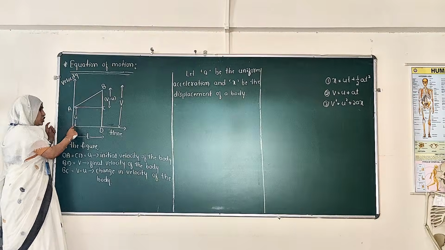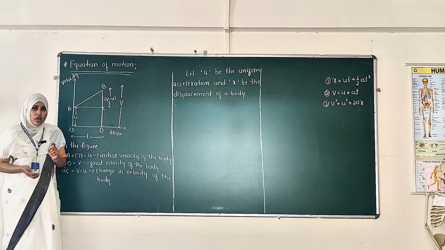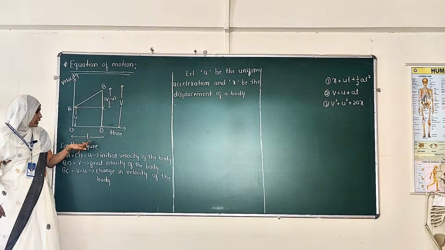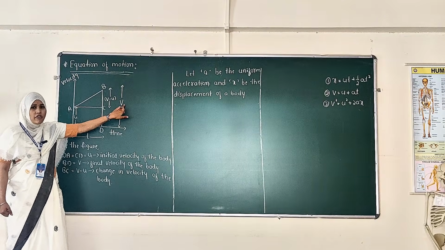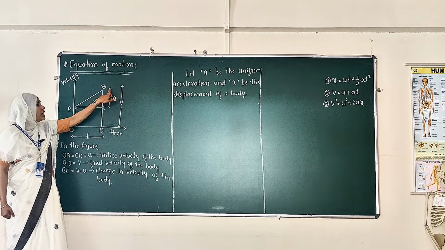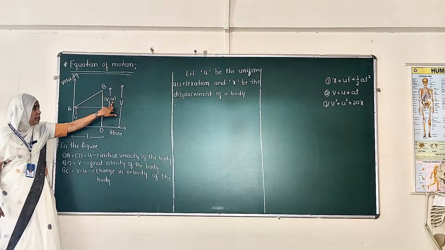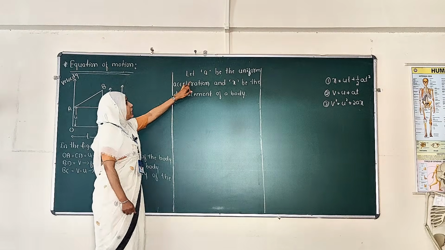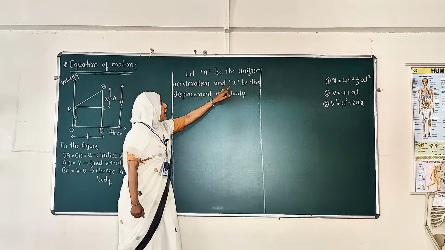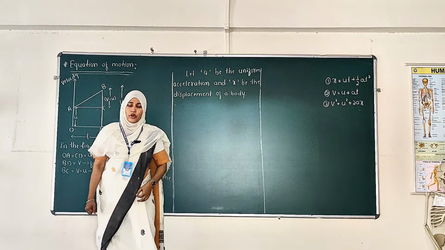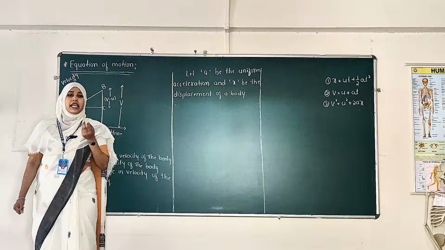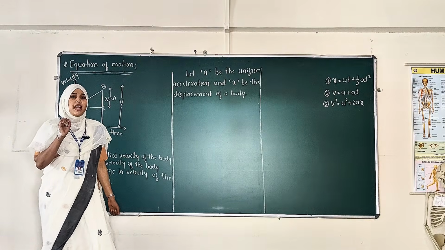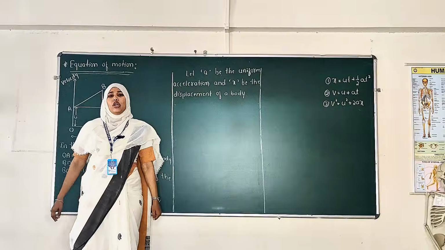The object is initially moving with the velocity U. When it covers the path AB at time t, at that time its final velocity is V. Then change in velocity is again the same, V minus U. Now here I will take A as the uniform acceleration of the body and X as the displacement of the body. Now we know from the application of the velocity versus time graph, we can calculate the acceleration of the body. How will you calculate?